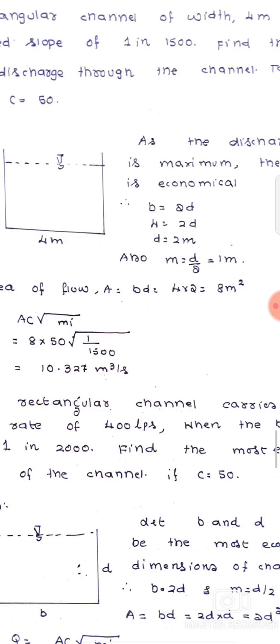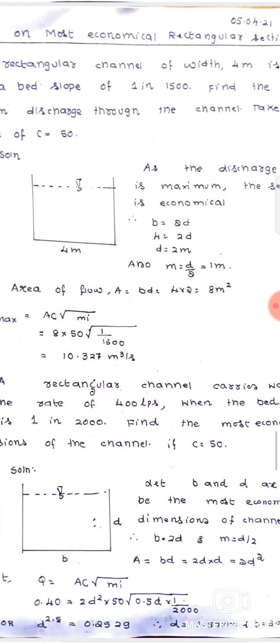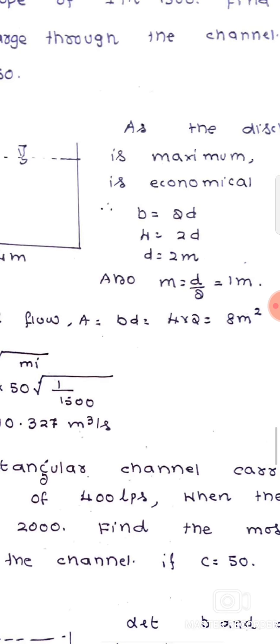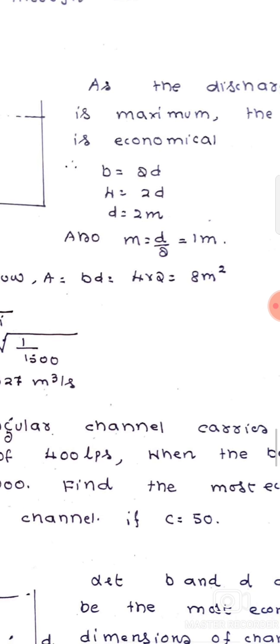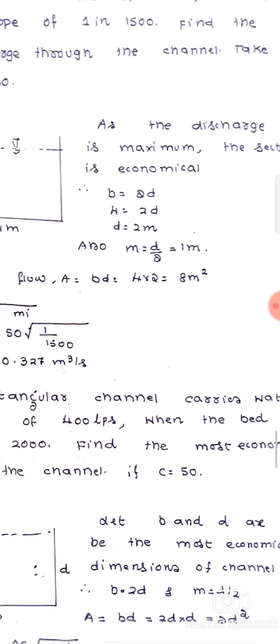That's why I told you D is 2 meter, because the width is 4 and the depth will become half of that. We have the condition B is equal to 2D, and if B is 4, then 4 is equal to 2D, so D is equal to 4 by 2. That is, depth of flow is 2 meter. And also we have M, that is hydraulic mean depth, M is equal to D by 2. There are two conditions: one is B is equal to 2D, the other one is M is equal to D by 2. So if the depth is 2, then D by 2 is 1.